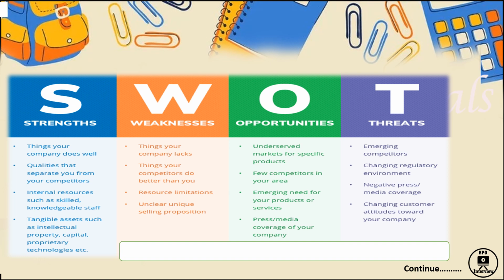Qualities that separate you from the different competitors. Maybe you have some good resources or content, a good facility, infrastructure, everything is good. If we compare it with the competitor, yes, that is really well. Next, internal resources. I already told you, like knowledgeable staff and everyone. You also have good property, capital, assets, technologies and everything. I covered almost everything in my previous slide also.